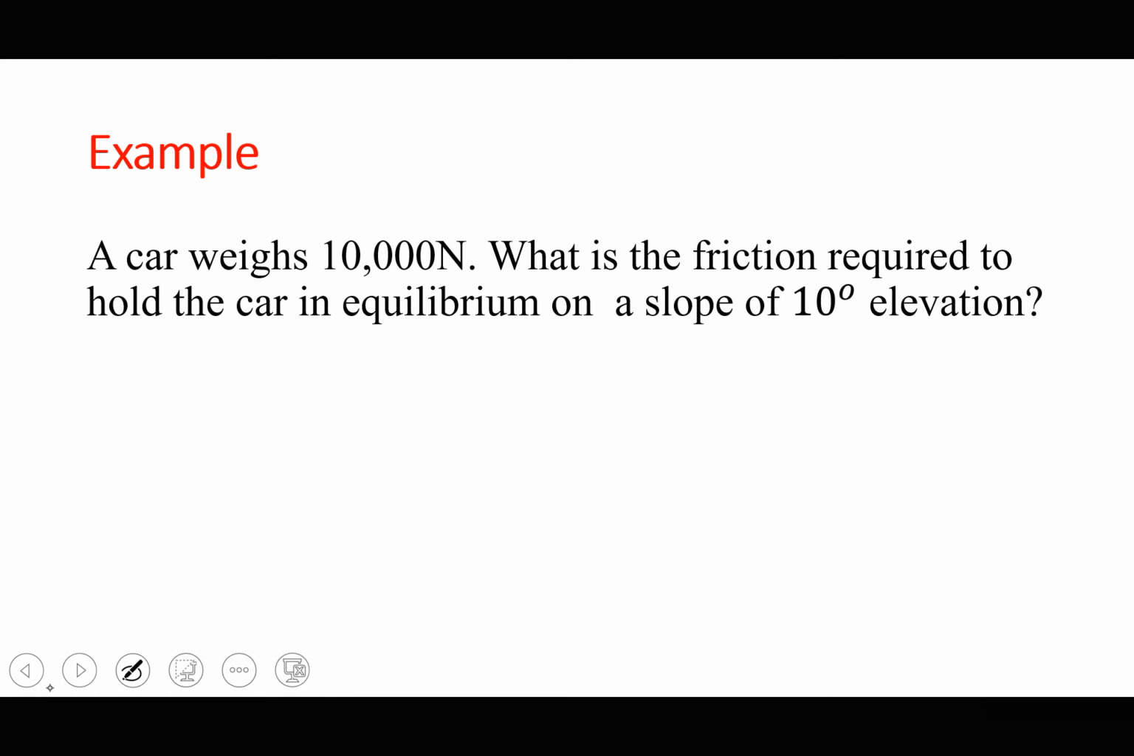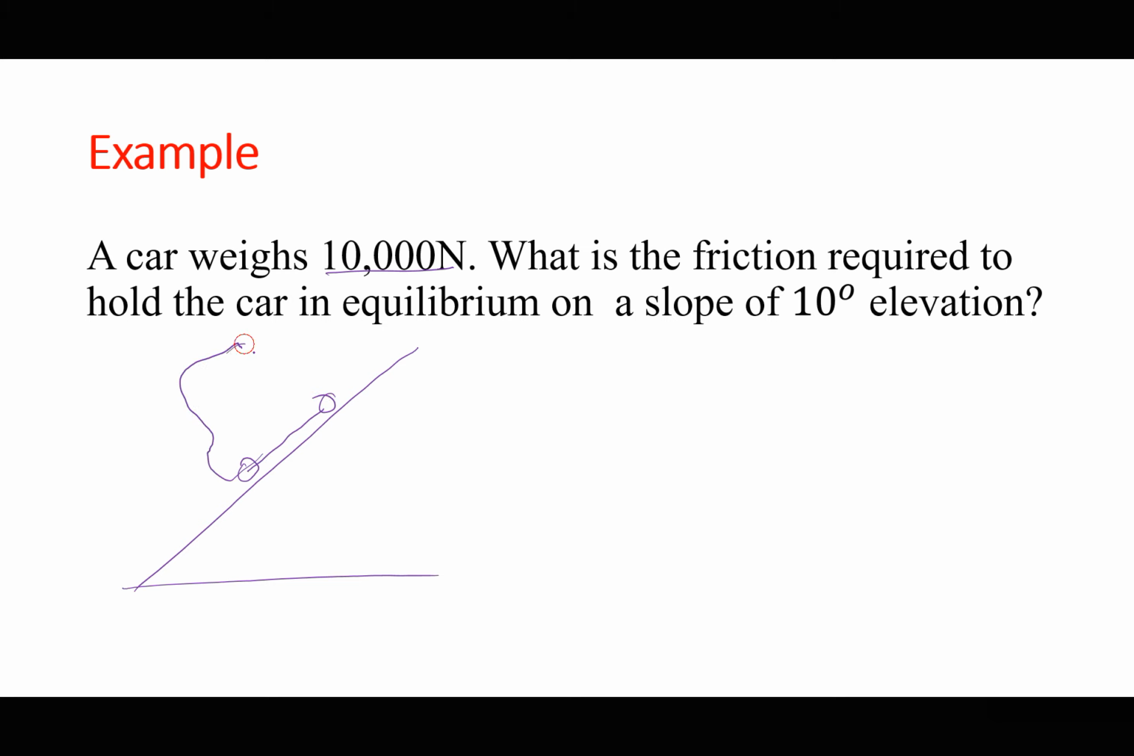A car weighs 10,000 newtons. What is the friction required to hold the car in equilibrium on a slope of 10 degrees elevation? Okay, so I will sketch this, just to remind you of the forces. So let this be the car. It weighs 10,000 newtons. So the weight is 10,000 newtons. The weight acts vertically downwards. The angle of elevation is 10 degrees to the horizontal.